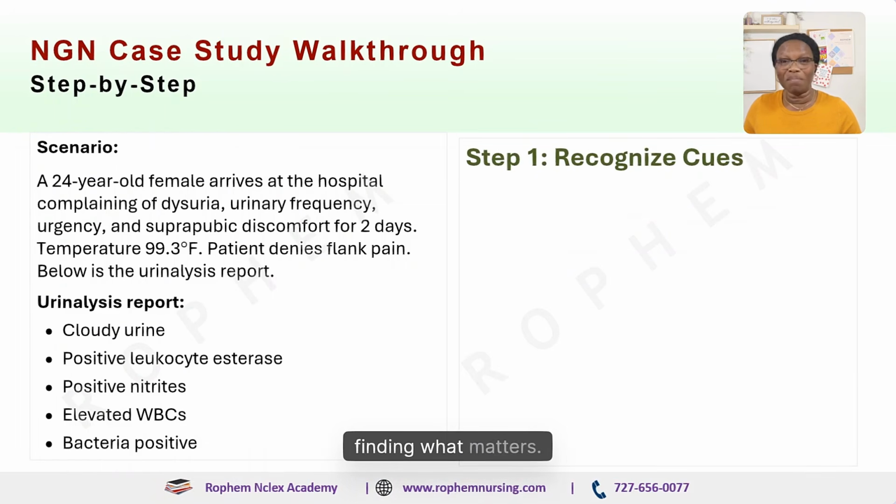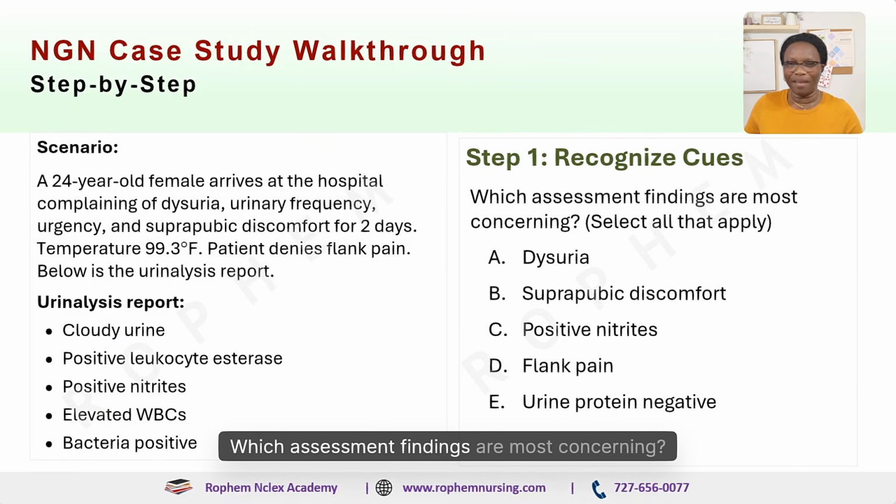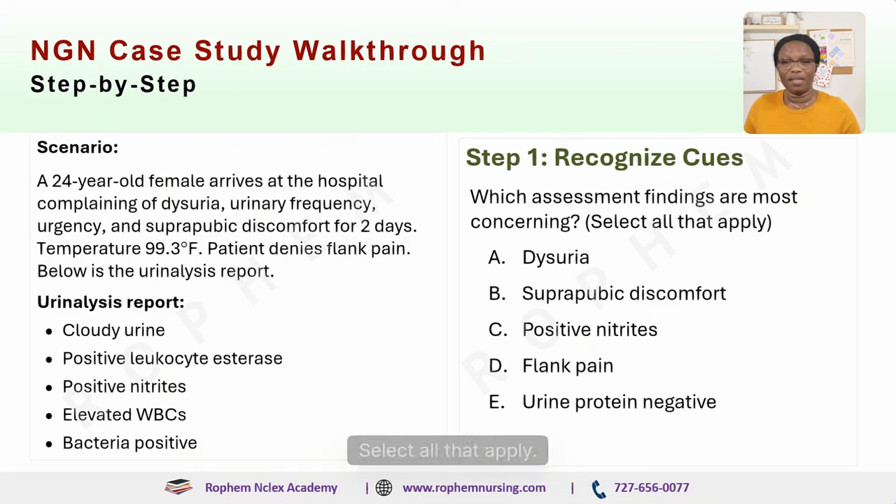Remember, finding what matters. Take a look at this question. Which assessment findings are most concerning? Select all that apply. Answer choice A, dysuria. B, suprapubic discomfort. C, positive nitrites. D, flank pain. And E, urine protein negative. Which of them are your choices?